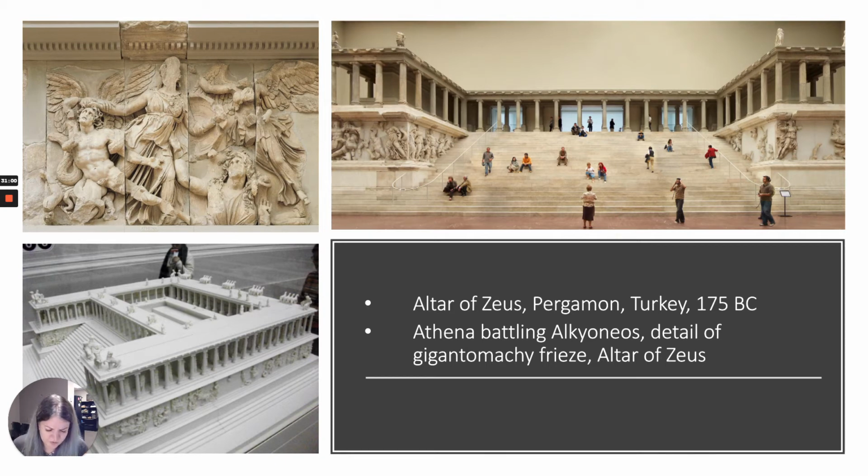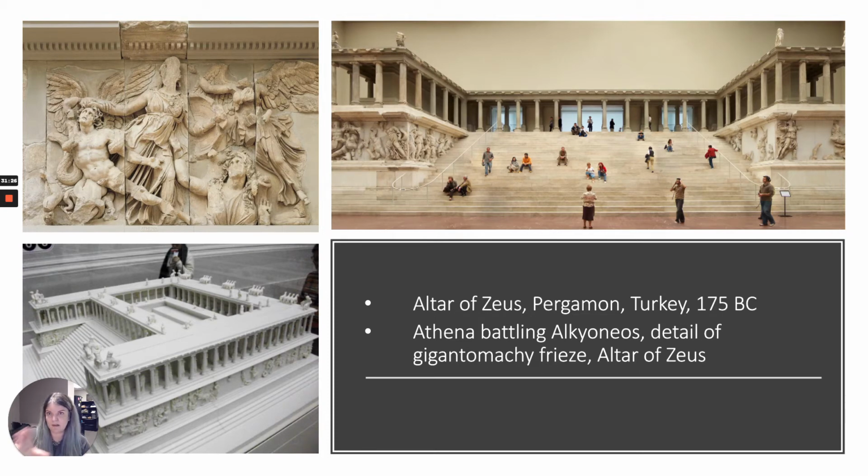This is the altar of Zeus, so it's dedicated to Zeus. And it portrays, in this, I guess we'll call it a frieze that goes all the way around the bottom there, the battle of the gods against the giants. So Zeus and his family of gods are basically battling the giants. The gods win, they defeat the giants.